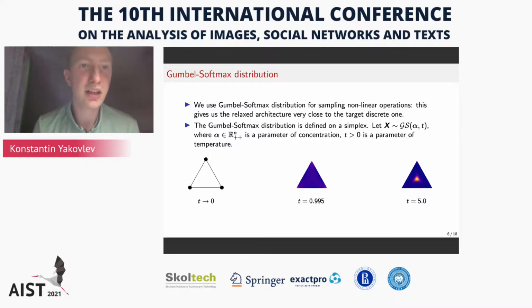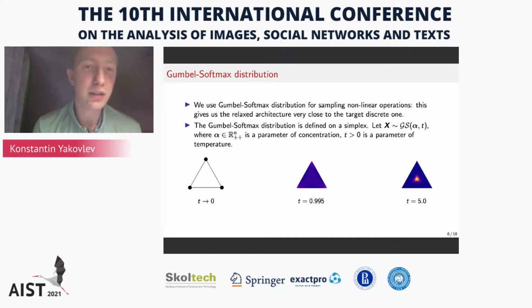Now, let's consider the Gumbel softmax distribution. In our work, we use the Gumbel softmax distribution for sampling nonlinear operations. This technique gives us a relaxed architecture very close to the target discrete one. The Gumbel softmax distribution is defined on a simplex. It depends on two parameters, the parameter of concentration alpha and the parameter of temperature T, where T and all components of vector alpha are positive.